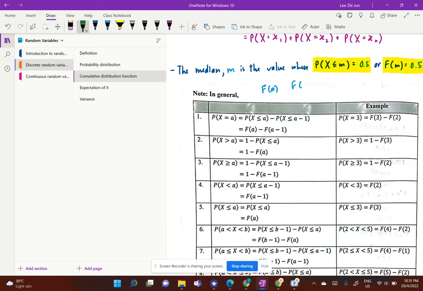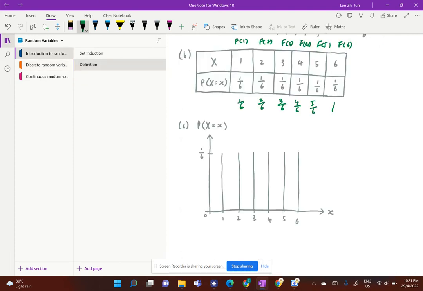So I will try to show. P(X = 3) is F(3) minus F(2), like 3 over 6 minus 2 over 6. So I will get 1 over 6.